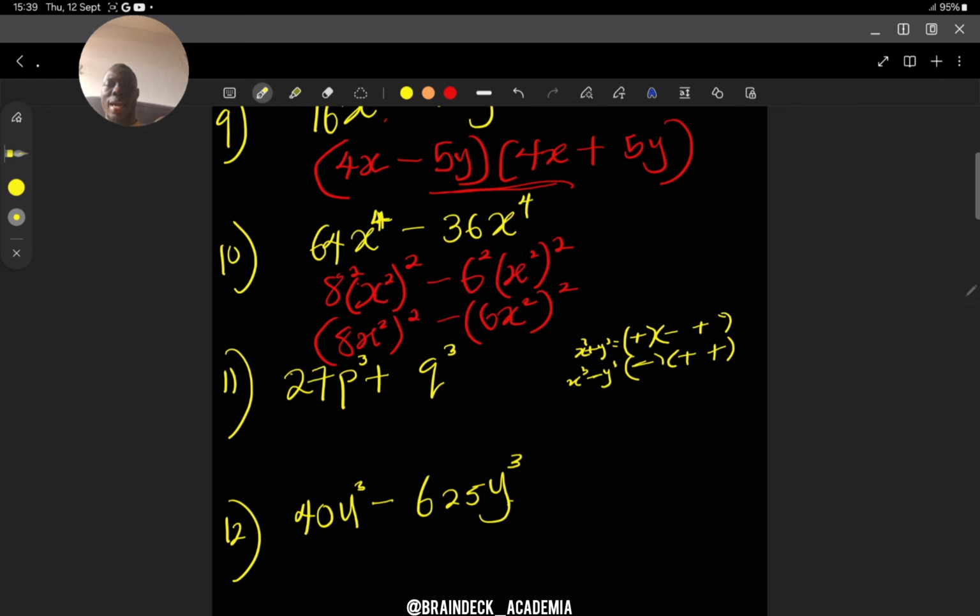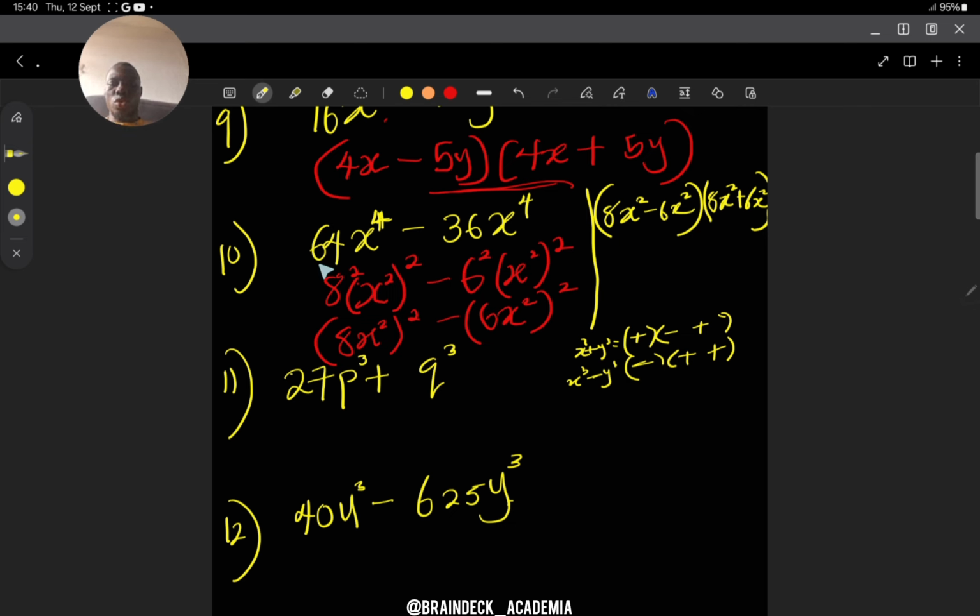Then at this point now, I can simply use my difference of 2 squares here, because you can see that this now looks like the difference of 2 squares, because it's now squared. So the first one will be what? It will be 8x squared minus 6x squared, then bracket 8x squared plus 6x squared. And that is your answer.